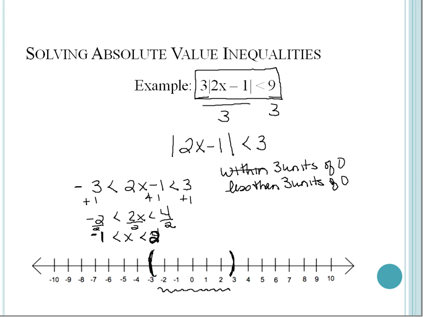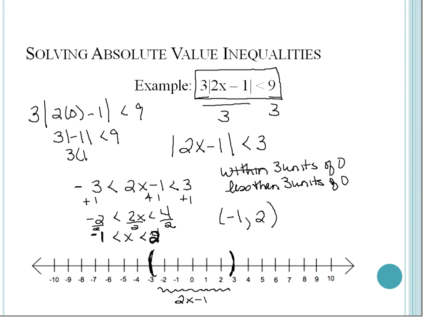And so when I set this up, it is telling me that 2x minus 1 is going to be between -3 and 3. And when I solve for x, it tells me I'm going to sandwich x between -1 and 2. And then I could go ahead and check. I see 0 in my interval, so I'm going to substitute in 0 because that's easy for me to make sure I have the right inequality. So I have 2 times 0 is 0 minus 1 is negative 1. So 3 times the absolute value of negative 1. Well, that's just the same as 3 times 1, and indeed that's less than 9.